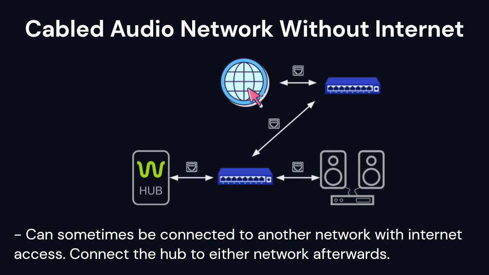Make sure not to connect two networks which both have a DHCP server, since this can cause IP conflicts. To make sure the sound system's network doesn't have a DHCP server, verify that an IP address starting with 169.254 is obtained when connecting a computer or other device to the network.